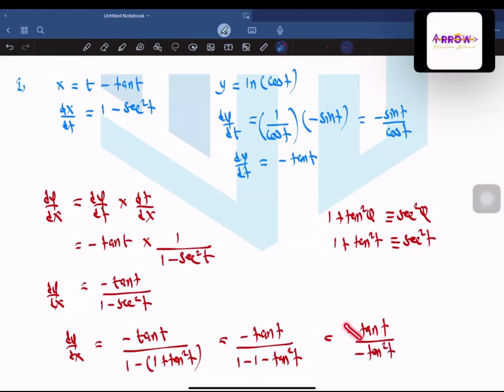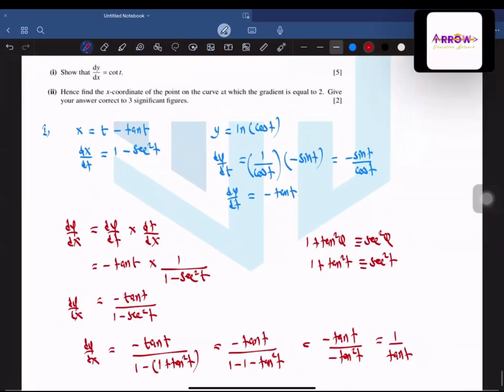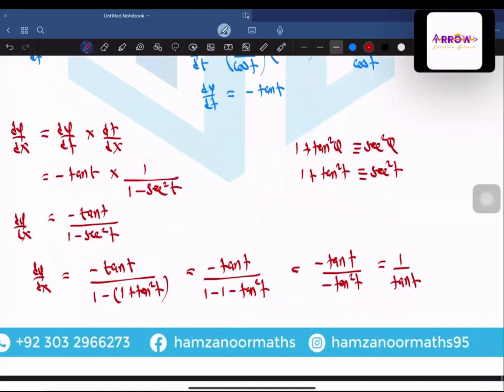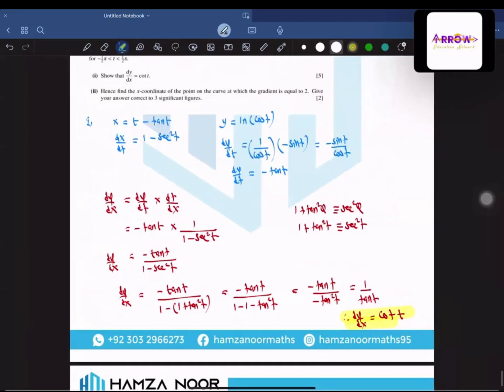This minus sign and minus sign also gets cancelled out, and you are left with 1 upon tan t only, and 1 upon tan t is basically identical to cot t. Therefore, we have shown that dy over dx is equal to cot t. This is supposed to be your answer to part 1.